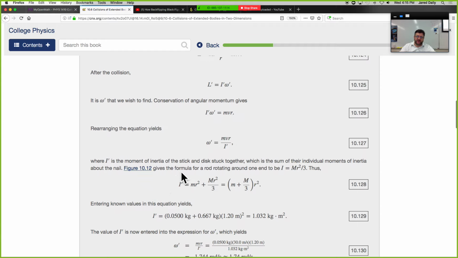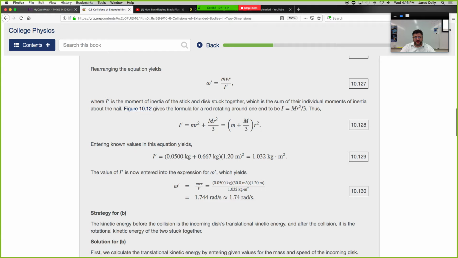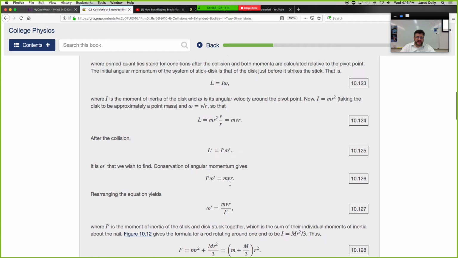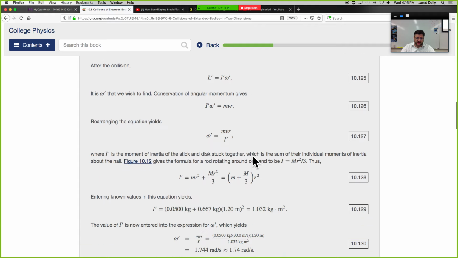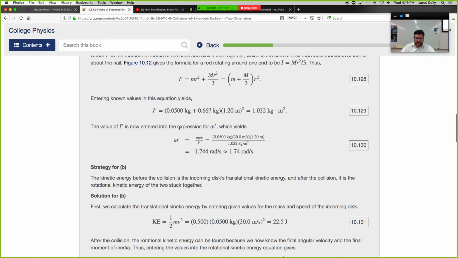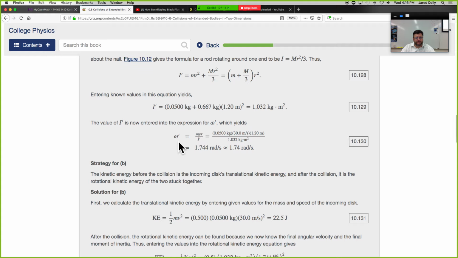And so we're going to have a moment of inertia for the puck, that's mr squared, and then the moment of inertia for the stick, which is mr squared over 3 for a stick. And then we add them together for the total final moment of inertia, because they're actually going to stick together. They say that they stick together. And so there's our final moment of inertia. And then we use it in this equation right here, where we have the initial equals the final. We have an I omega on each side. And we solve for the final omega, right here. And we find out that they're going to go 1.74 radians per second afterwards.